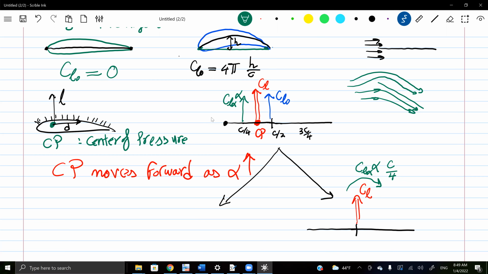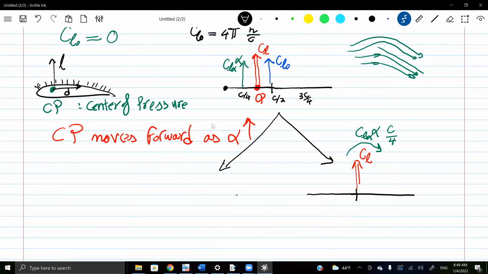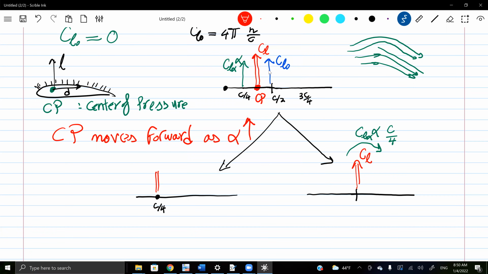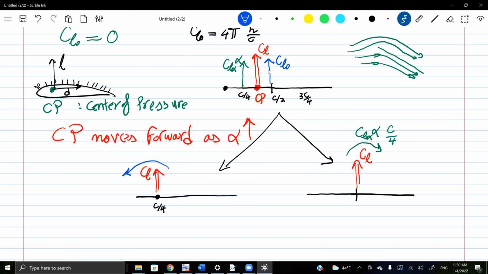Fine. Versus what about the other way around? So here is the quarter chord. The green already acts at the quarter chord, so I need to transfer the blue. When I transfer the blue, I transfer it by a force and moment. The two forces will add to each other, resulting in the resultant total lift coefficient. But then I will have a moment coming from the blue. The moment is a pitching down, and the amount is the force times the distance, right?